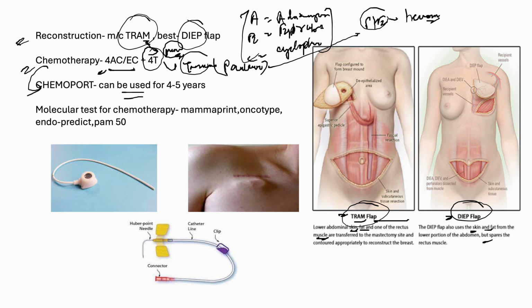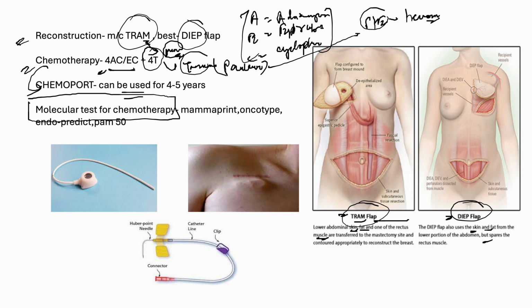Okay, so there is something called a molecular test for chemotherapy. It tells us whether the female will get any benefit, will that female be benefited with chemotherapy, and if the female can take chemotherapy. Okay, and if these tests come negative, then there is no point of giving chemotherapy to that patient.